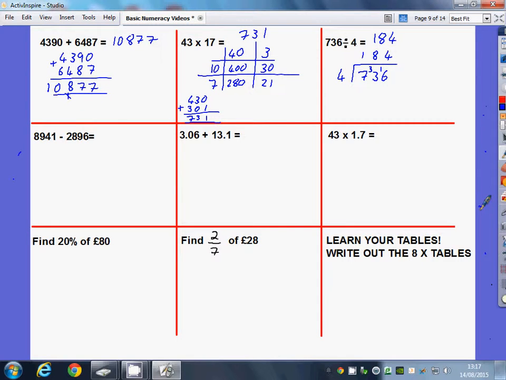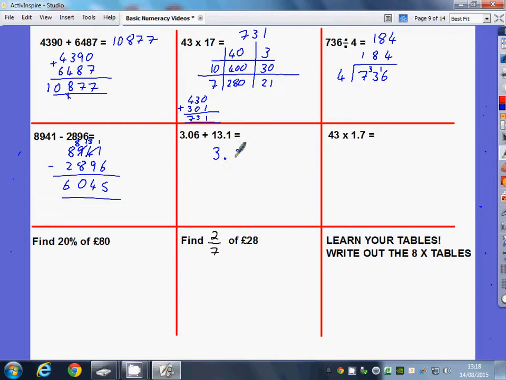Subtraction. 8941, take away 2896. Again, I use a column for subtraction as well. 1 take away 6. Unfortunately, I can't do that, so I've got to borrow one of these. So that becomes 3, that becomes 11. 11 take 6 is 5. 3 take 9 again, can't do it, so I have to borrow one of these. That becomes 8. That 3 then becomes 13, doesn't it? 13 take 9 is 4. 8 take 8 is 0. 8 take 2 is 6. So 6,045 there.